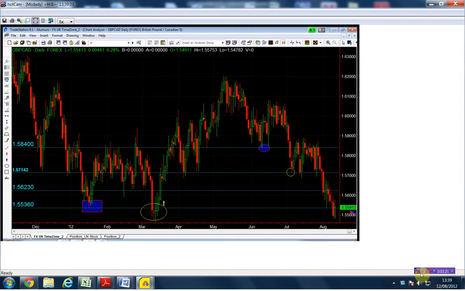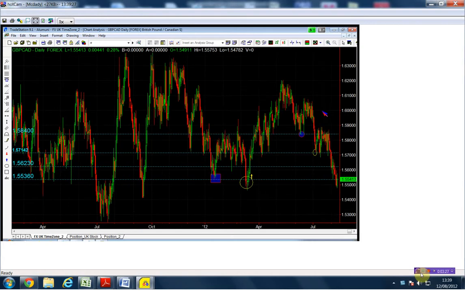So in this case, if we decide to short the pound CAD, our short is going to be easy. We're going to short it below 155.36.